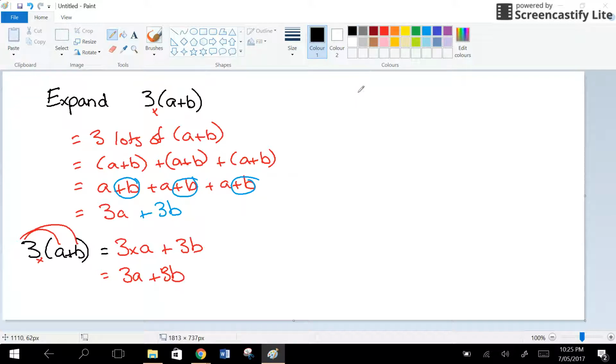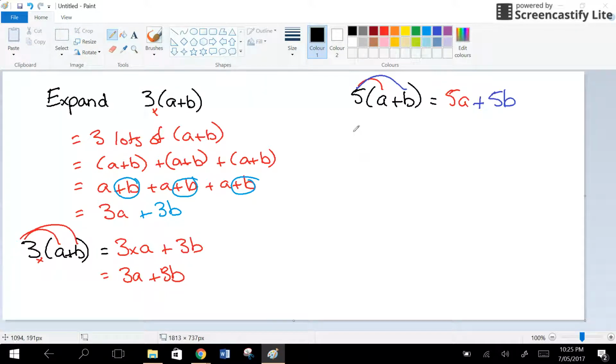So if we have an example over to the right here, and you had 5 times A plus B, then the fastest way to do this is go 5 times A, which is 5A, and then we're looking here, that's a plus, so there's a plus in there, and then it's 5 times B. 5 times B is 5B. And that's the fastest way to get to the answer.